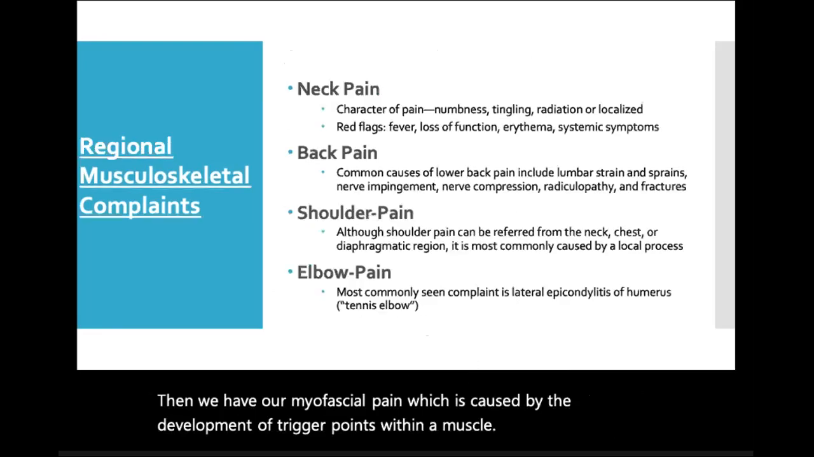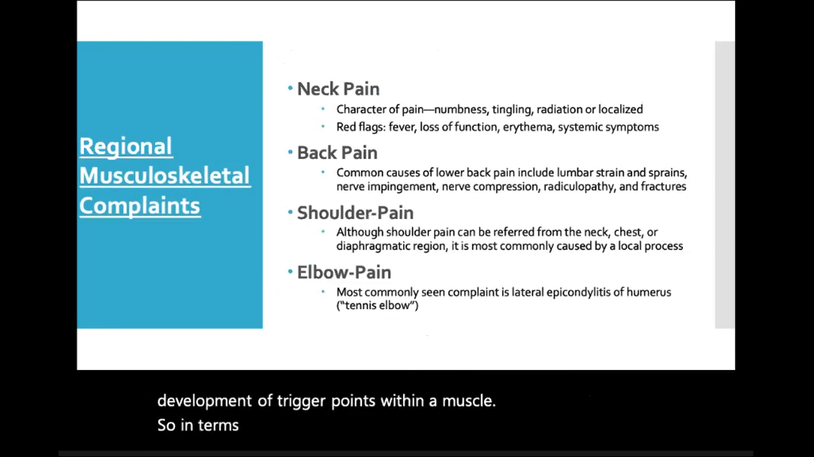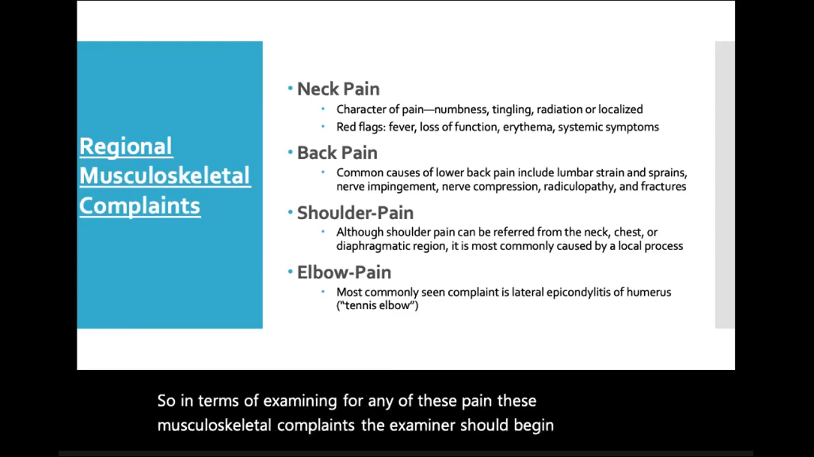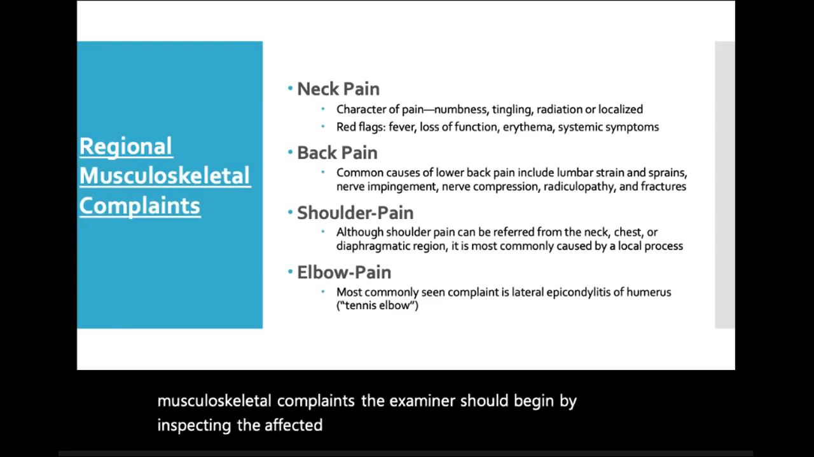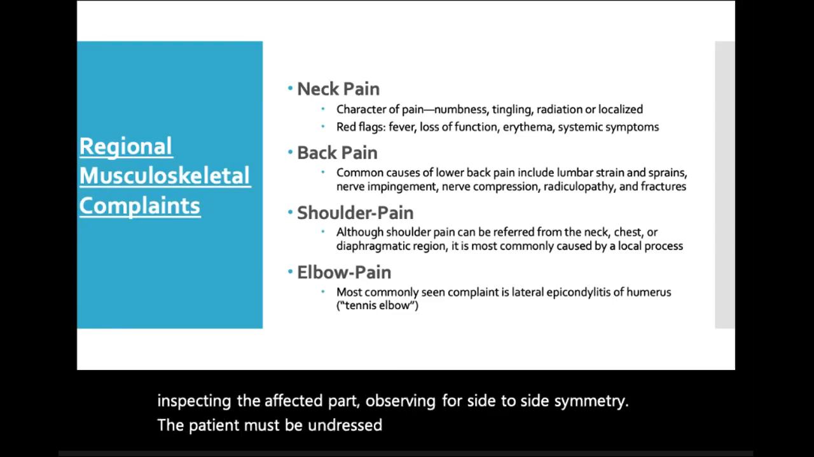So in terms of examining for any of these musculoskeletal complaints, the examiner should begin by inspecting the affected part, observing for side-to-side symmetry. The patient must be undressed and draped so that the visual inspection can be done.